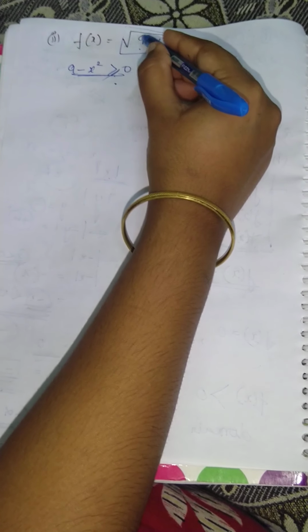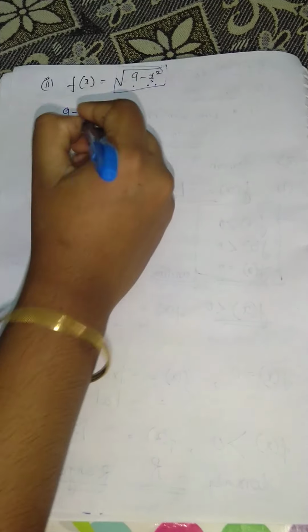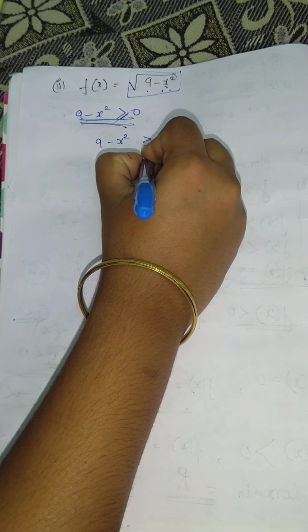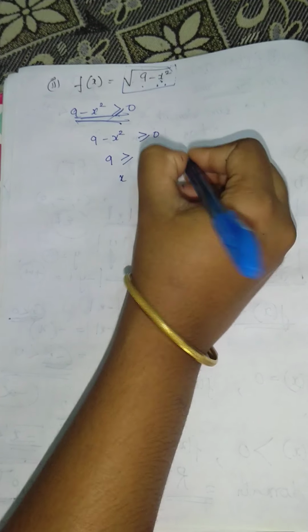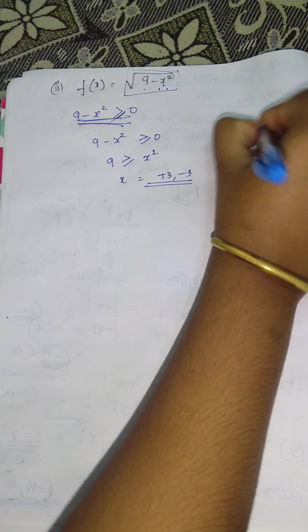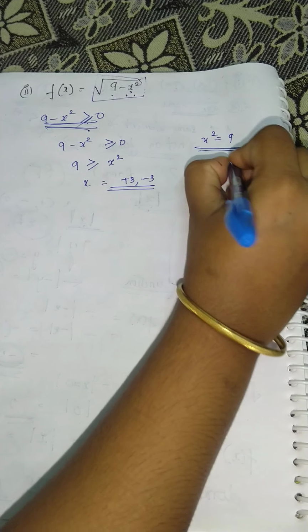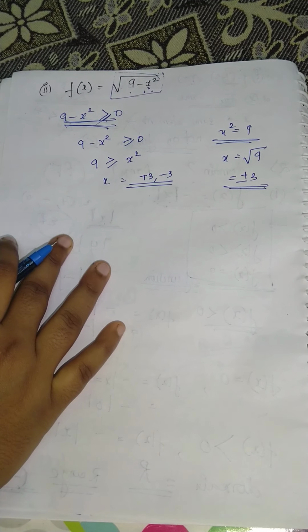Why am I saying equal? Because if you put 0 in the value of x, you will be getting root of 9, that is going to be 3, a positive value. Plus or minus 3 you will be getting. So this is your condition. In this case, what you have to do is, 9 minus x square is greater than or equal to 0. So 9 should be greater than or equal to x square. Under that condition, x will be plus 3 and minus 3. Why am I saying plus 3 and minus 3? Because x square is equal to 9, and since you are taking the square root on both sides, x is equal to root of 9, and that is equal to plus or minus 3. So the square root of 9 is going to be what? Plus or minus 3, that's why.